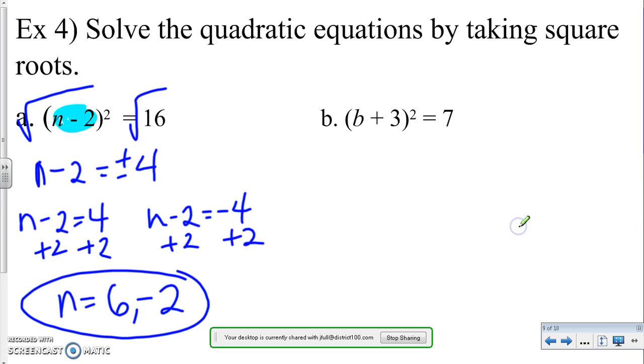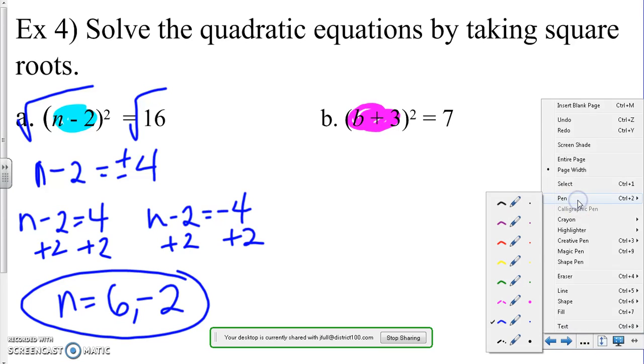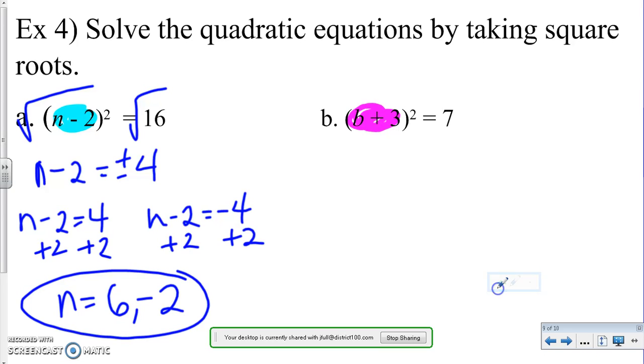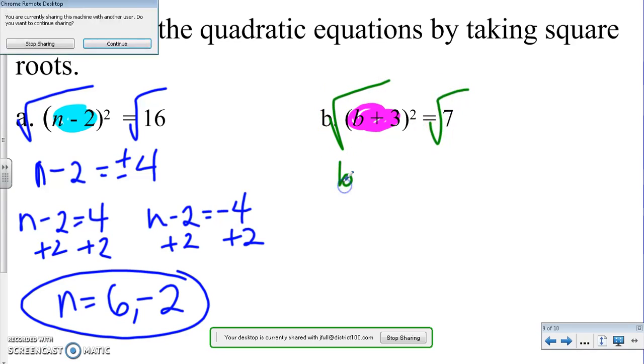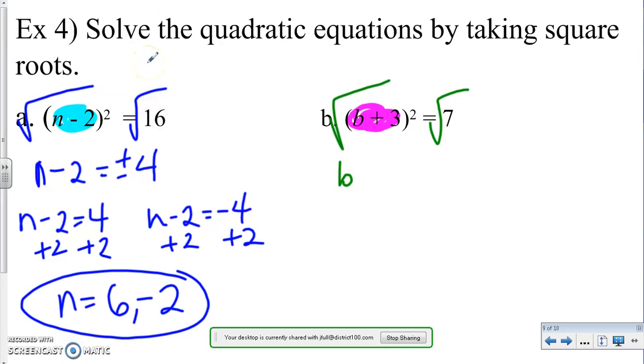We're going to get this part here by itself, so we're going to get rid of the square and take the square root of both sides. So the square root of b plus 3 squared is b plus 3. And then the square root of 7 is 2.646. Make sure you round up. And don't forget your plus or minus sign.